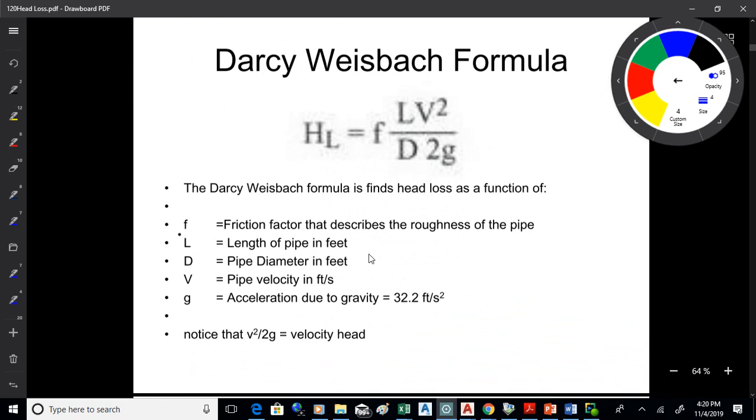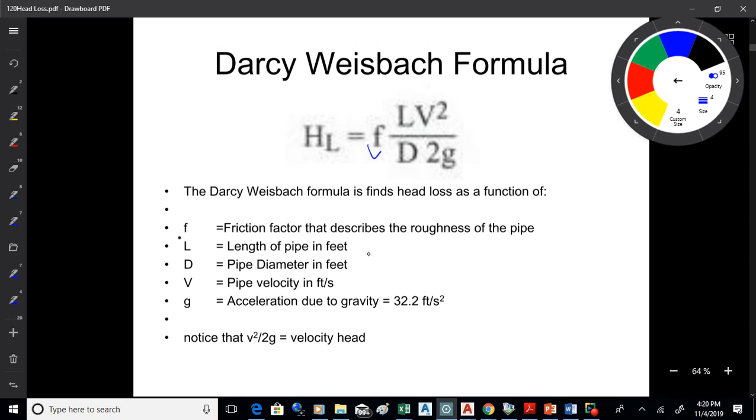So let's have a look at Darcy-Weisbach. Okay, and that actually starts on page 118 of your book. Okay, so that's on 118. Now the formula for Darcy-Weisbach tells us that the head loss is a friction factor that describes the roughness of the pipe, multiplied by the length of the pipe, divided by the diameter, and then multiplied by the velocity head, which is v squared over 2g.